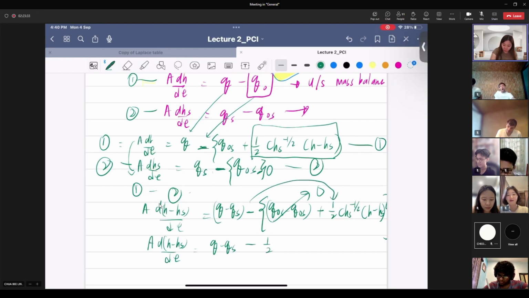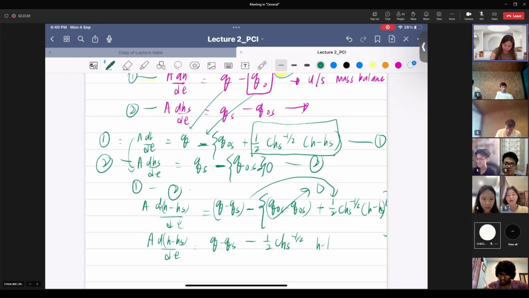minus 1 over the 2 CHS negative 1 over the 2 H minus HS. This is the US minus SS. So this is the one we call additional step.